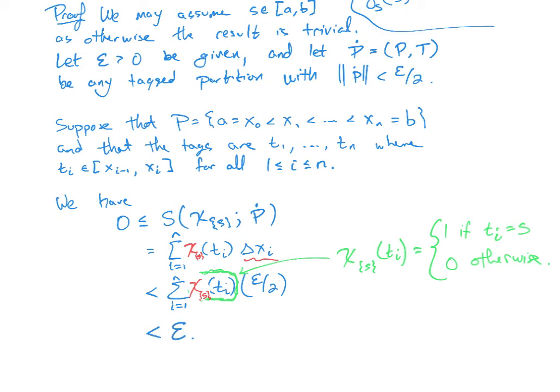So we got less than epsilon. Okay, that's it. We show that these Riemann sums, as long as your tag partition has norm less than epsilon over 2, that Riemann sum is going to be between 0 and epsilon. And that proves that it will be 0. Sorry, that the integral exists and is 0. Okay?